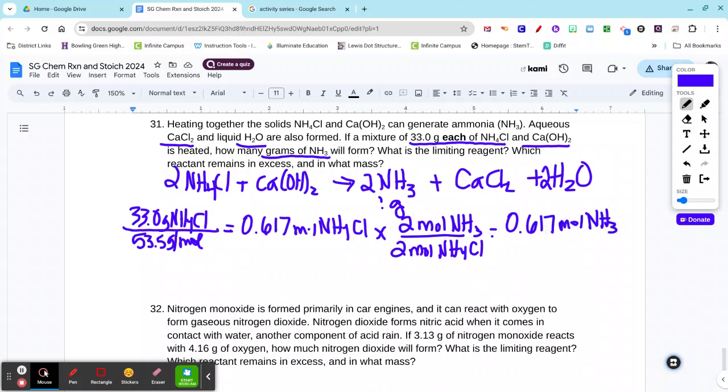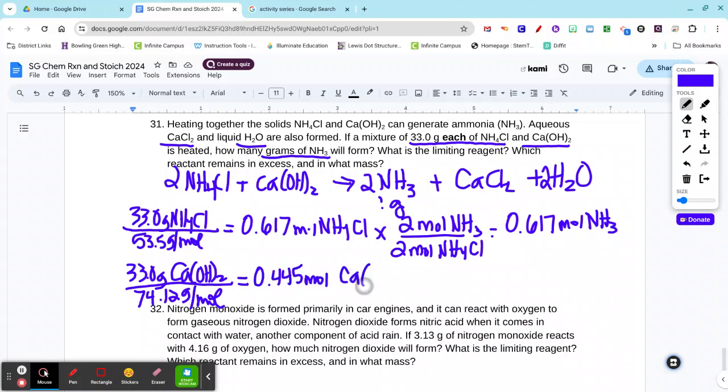And I'm going to stop here for a second. I'm going to do the other one. So I'm going to say I've got 33 grams of, what was the other thing? CaOH2. So when I divide by that molar mass, that is 74.12 grams per mole. And then that gives me 0.445 moles of CaOH2. And then for my equation, I have 1 mole of CaOH2 for every 2 moles of NH3.